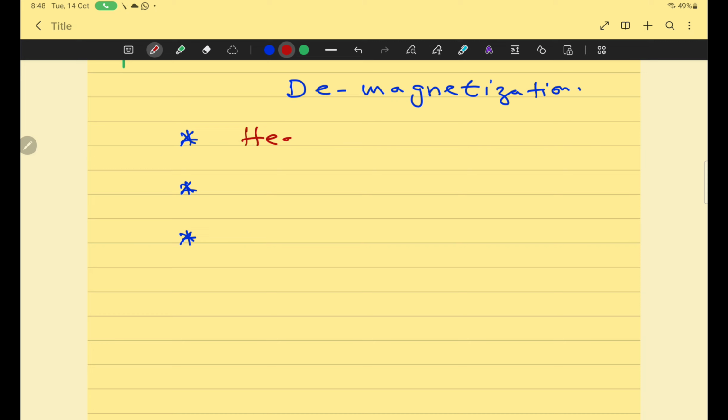Number one, by heating. If you heat a permanent magnet, if you place it into the flame, then it loses magnetism. By heating, you can demagnetize. In the same way, by hammering, you can demagnetize a permanent magnet. But the most efficient method is the electrical method. And what is the electrical method?